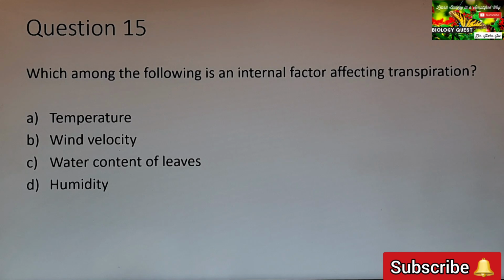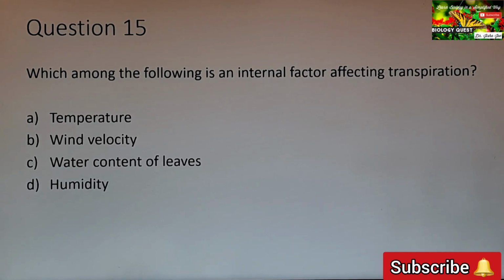The other options, temperature, wind velocity, and humidity, are external factors that affect the rate of transpiration. As temperature increases, the rate of transpiration increases. As wind velocity increases, the rate of transpiration increases. The rate of transpiration decreases when the atmosphere is humid. So water content in leaves is an internal factor which affects the rate of transpiration.